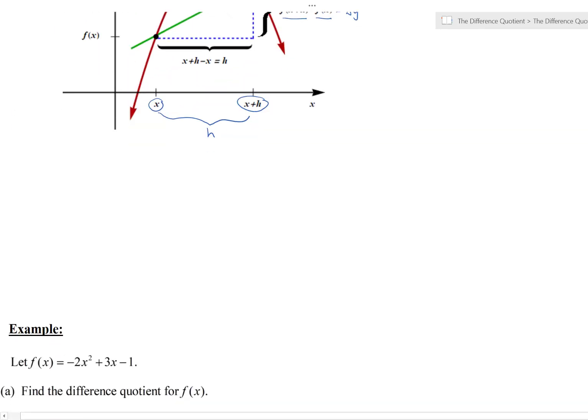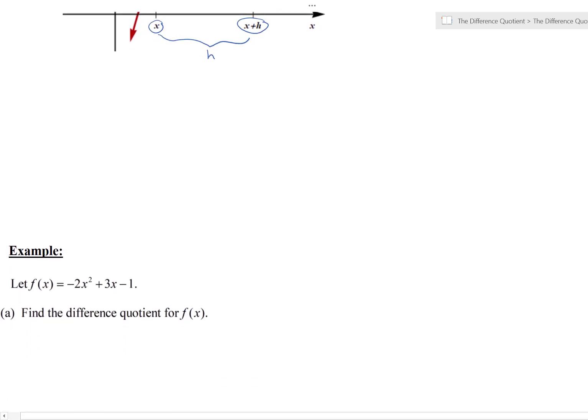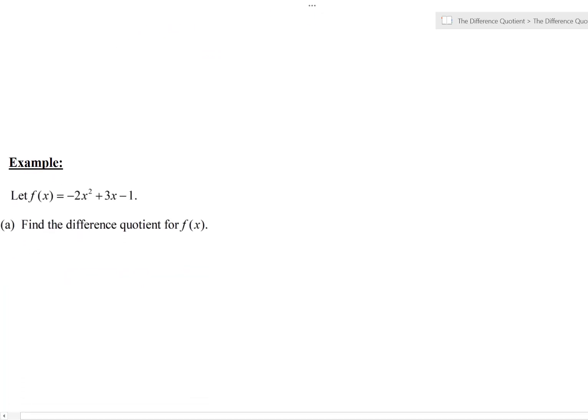Now, let's just do an example here to see it at work, since it's really just average rate of change with a different notation. Let's consider the function f of x, which is this quadratic, negative 2x squared plus 3x minus 1. First, we're going to find the difference quotient. So this is going to be a heavy dose of algebra. What are we looking for? We are looking for f of x plus h minus f of x over h. So we have to find that.